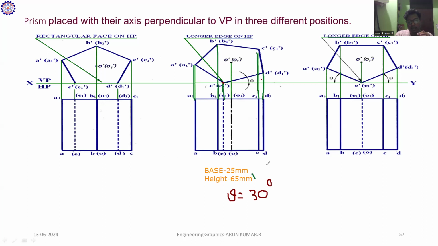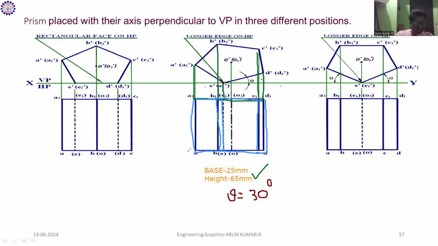The height given is 65. So once you draw the base length, you proceed like this. This is my base length. Once you complete the base length, you draw the 65 mm line and close the rectangular box. After closing the rectangular box, you draw the line like this. So my rectangular box is completed.